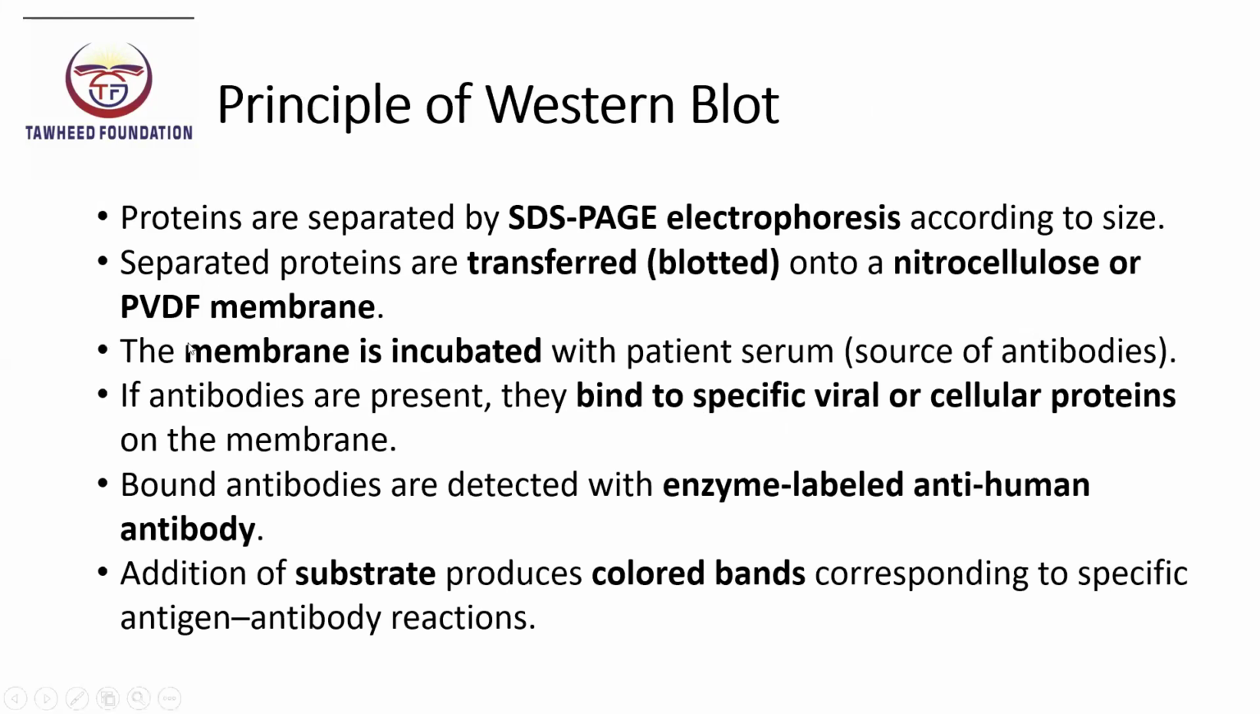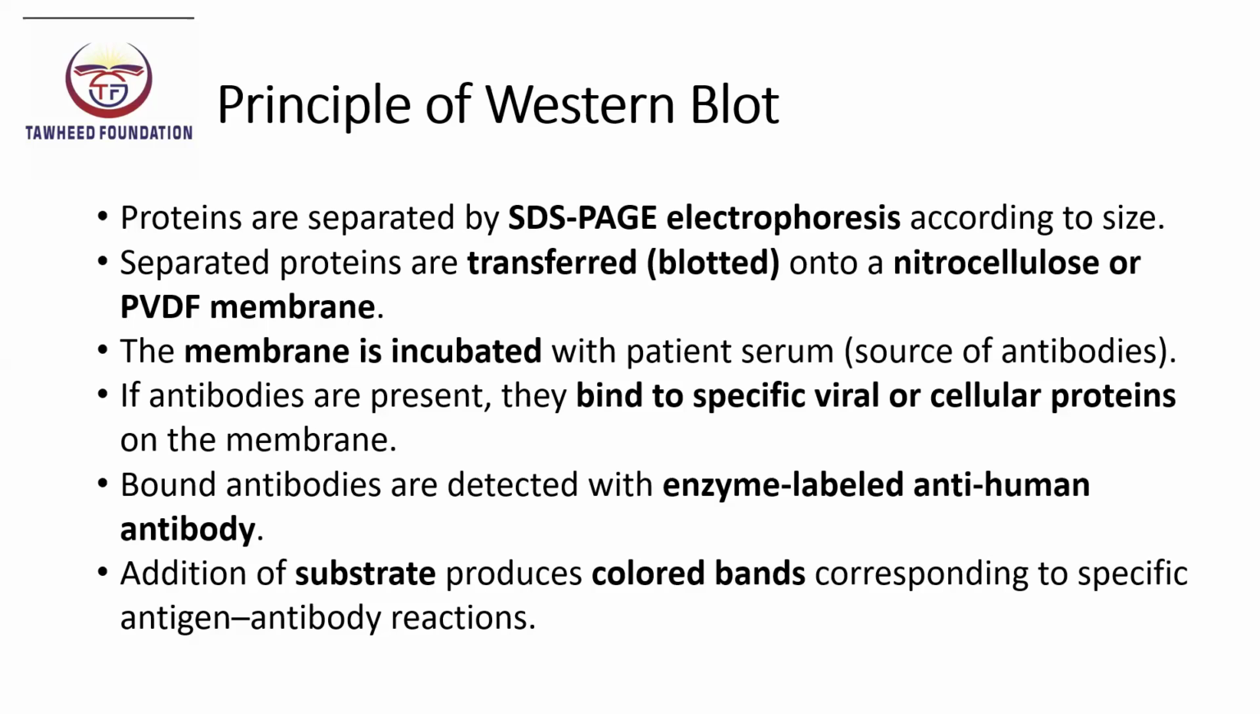Principle of Western blot. The principle of Western blotting involves several sequential steps. First, proteins in a sample are separated according to their molecular weight using SDS-PAGE electrophoresis. Following separation, the proteins are transferred or blotted onto a nitrocellulose or PVDF membrane, which provides a solid surface for antibody binding. The membrane is then incubated with patient serum, which may contain antibodies targeting specific viral or cellular protein. If such antibodies are present, they bind to the corresponding proteins on the membrane.